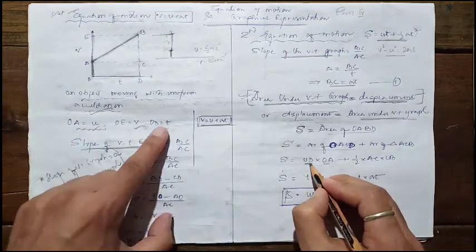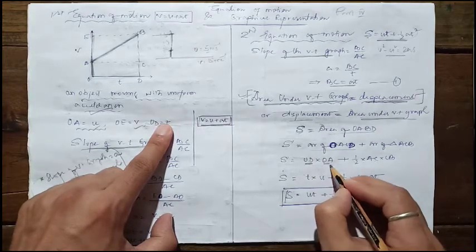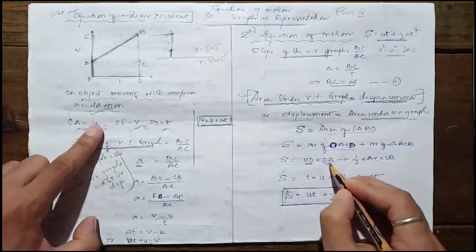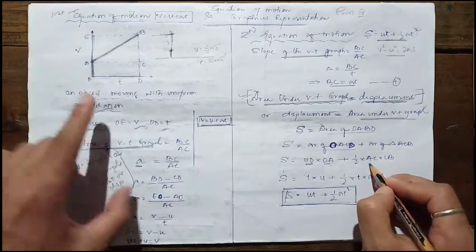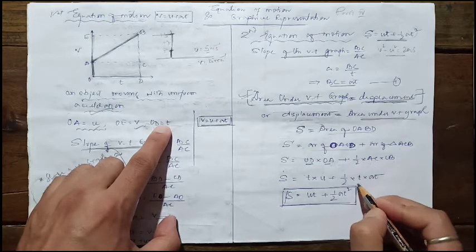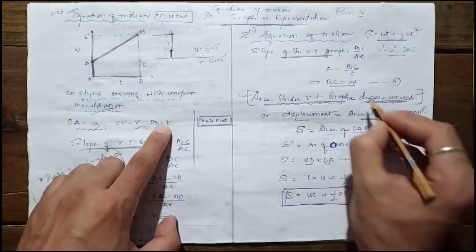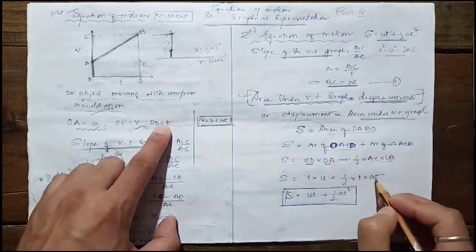Now OD can be replaced by t. OA can be replaced by u. Half AC. AC is how much from the graph you see? AC is equal to OD, and OD can be replaced by t. So AC can be replaced by t, and CB means BC. BC equals at. Now this BC or CB can be replaced by at.